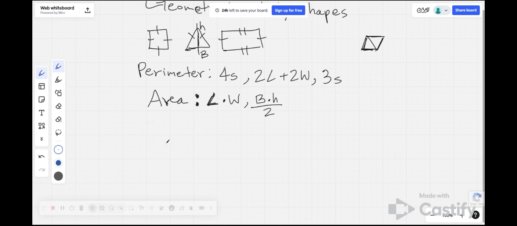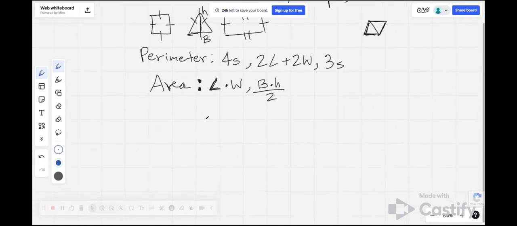Now let's do some problems on these shapes. So a square has all equal sides. Our first problem right now is there's a square and it has a side length of 2 meters. Now what would be the area of the square?